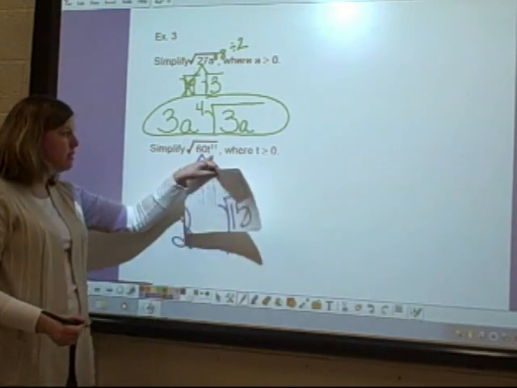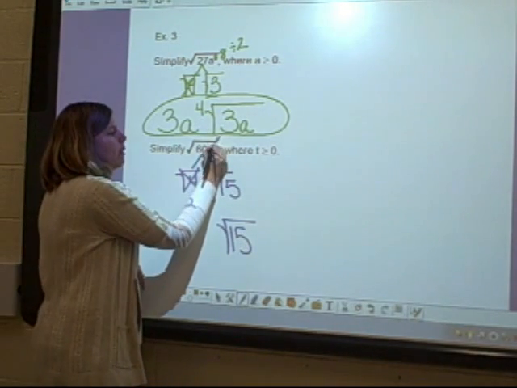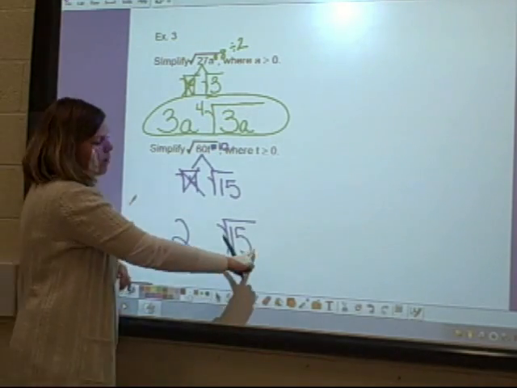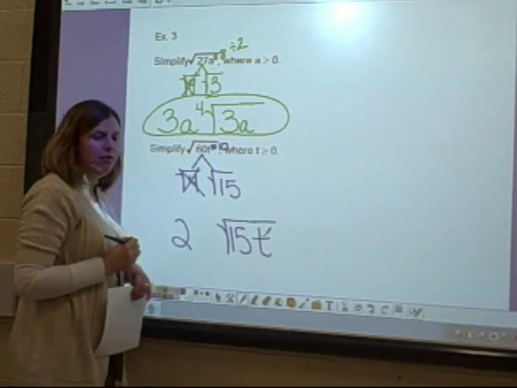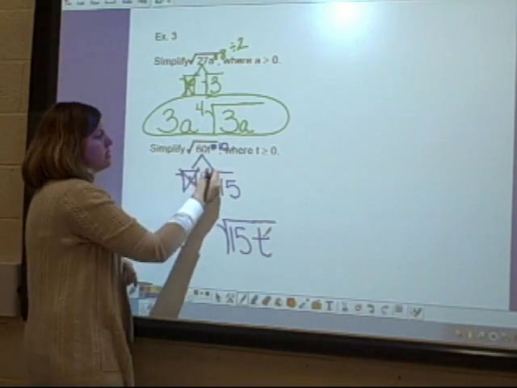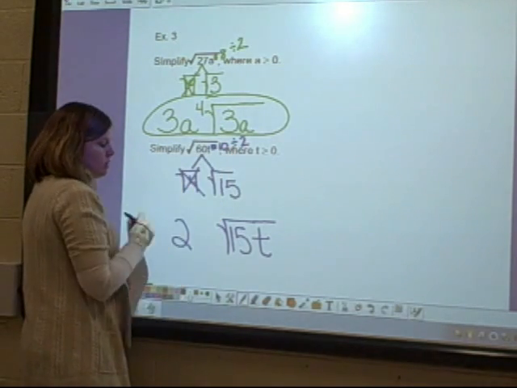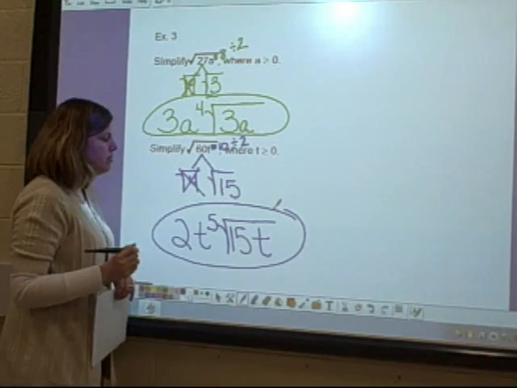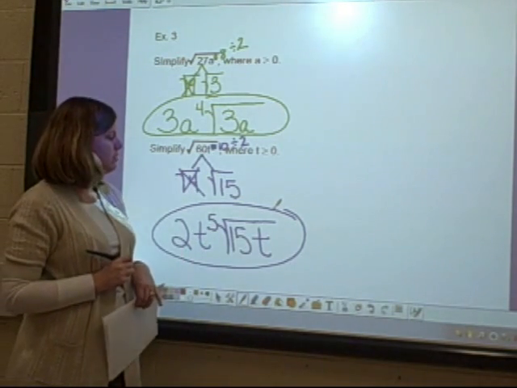And now we have to deal with our exponent, and our exponent is an odd exponent. So we're going to borrow 1 and make it a 10. But the one that we borrow has to go under the radical sign. So the t that we borrowed comes after the 15. Now we can take the square root of t to the 10th by cutting it in half, or dividing by 2. And 10 divided by 2 is 5. So t to the 5th power comes on the outside. So our answer would be 2t to the 5th times the square root of 15t.